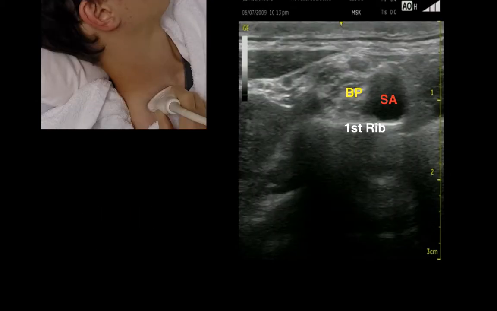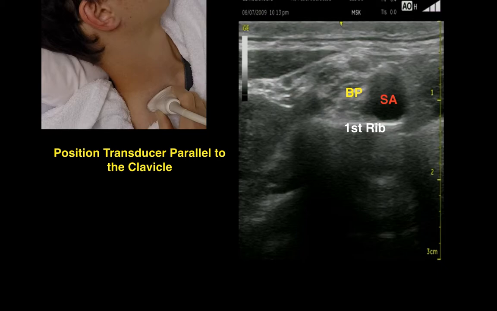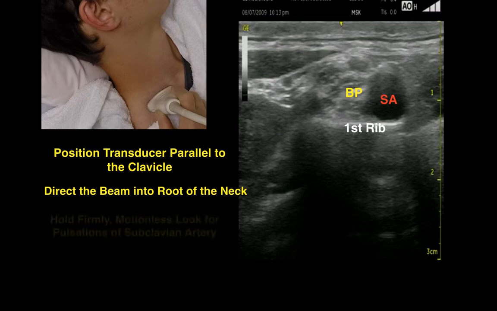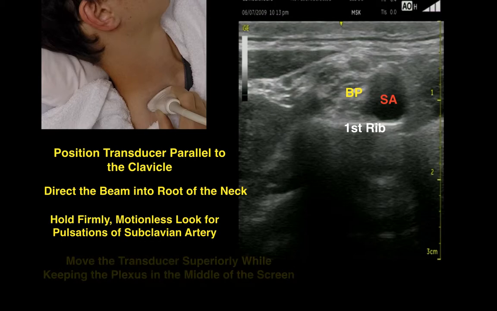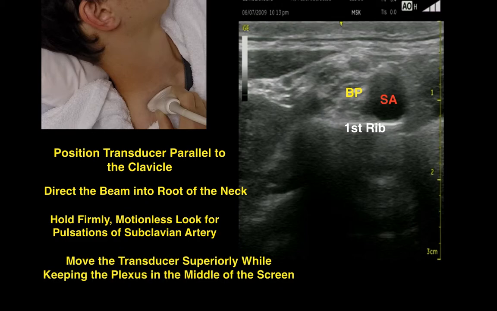This is an example of the same technique on the right side of the neck. Again, the procedure starts by positioning the transducer parallel to the clavicle and directing the ultrasound beam into the root of the neck. Using firm pressure and holding the transducer motionless, the pulsations of the subclavian artery are visible, and the brachial plexus can be seen posterior and superficial to the subclavian artery.